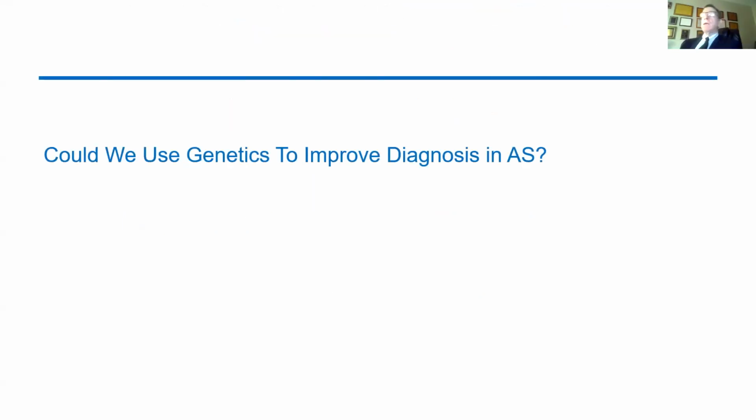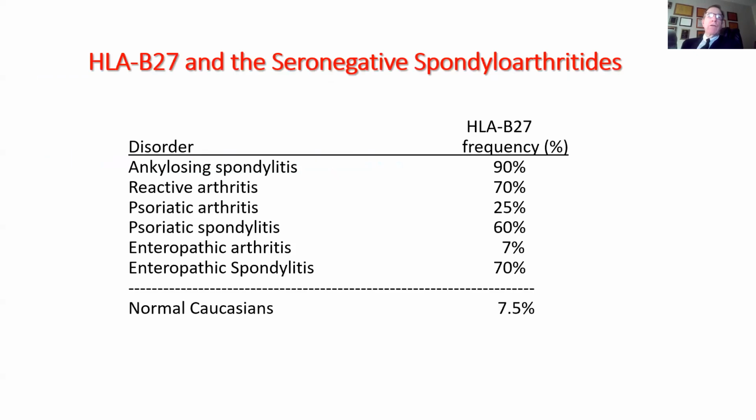So the question is, can we do a better job in making a diagnosis than these ASAS criteria? Well, let's look at genetics, first of all. And of course, the 600-pound gorilla in the room here is HLA-B27, present in whites and Asians in 85 to 90%, also in reactive arthritis and psoriatic spondylitis, as well as enteropathic spondylitis, less so with peripheral disease. And you'll see the prevalence in normal Caucasians, which really comes from NHANES, at 7.5%.